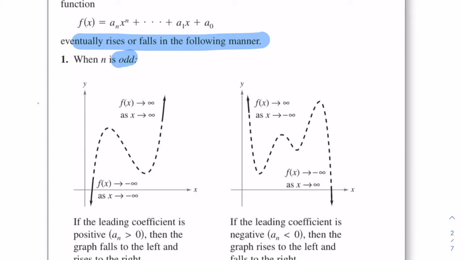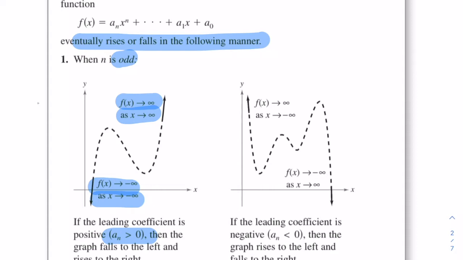It's going to have one end pointing up and the other end pointing down. So when the leading coefficient is greater than 0, as x approaches infinity, the y is going to also approach infinity. And as x approaches negative infinity, the y is going to approach negative infinity. So we go towards the negative direction in the left and towards the positive direction in the right.